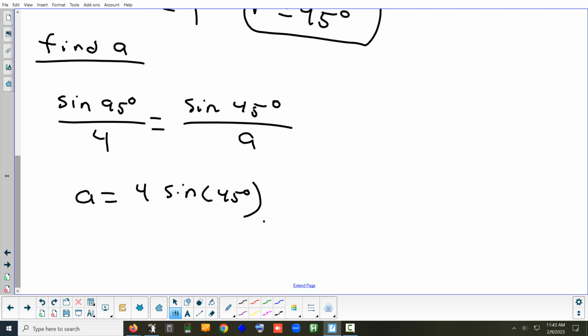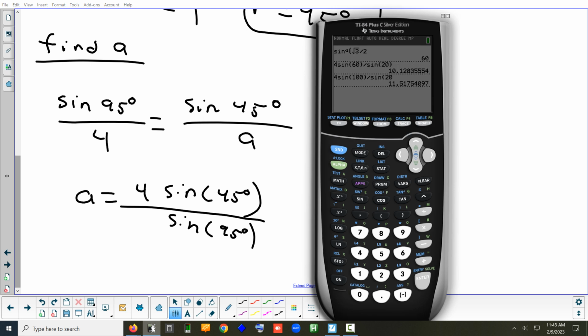Perfect. And don't try to do anything like, if you think, oh, well, they're both divisible by 5, I can reduce it. You can't. You can't do anything like that. Okay, just type it all in just the way you see it. All right, so 4 sine 45 divided by sine 95. 2.839.